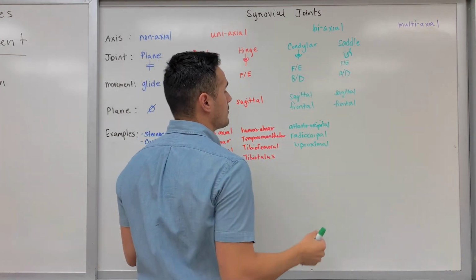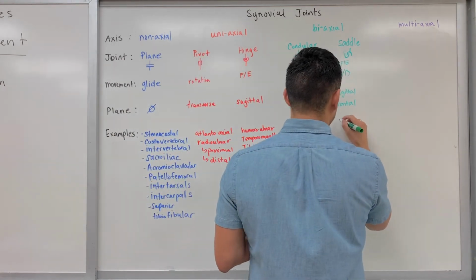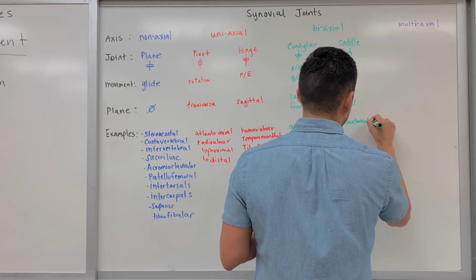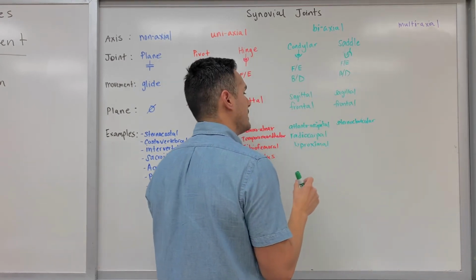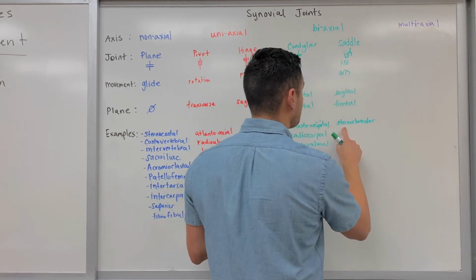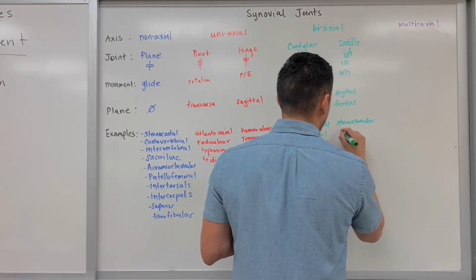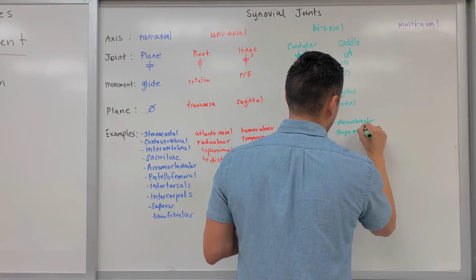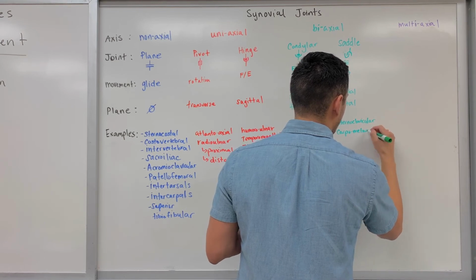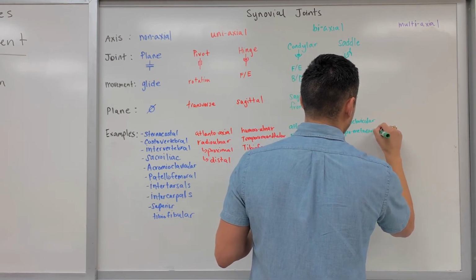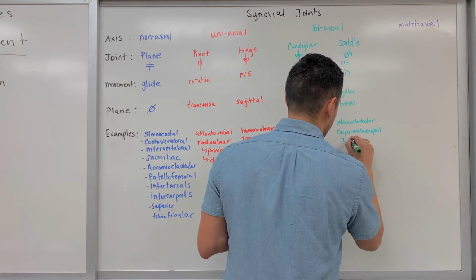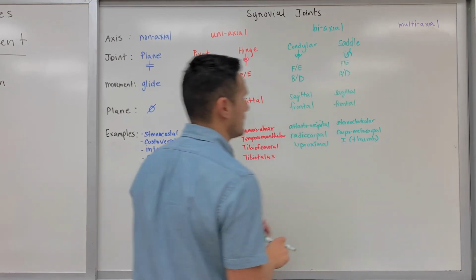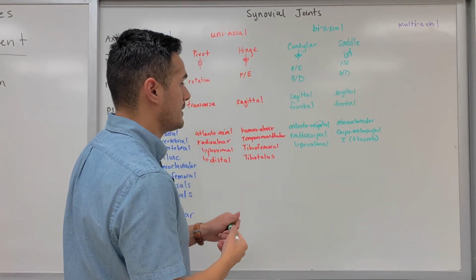So some of the examples for the saddle joint, you have first off the sternoclavicular, so the sternum and the clavicle articulating together. And then you also have, besides the sternoclavicular, the carpo-metacarpal joint. Carpo-metacarpal joint of the first digit. So this is the thumb. So those are two different examples.